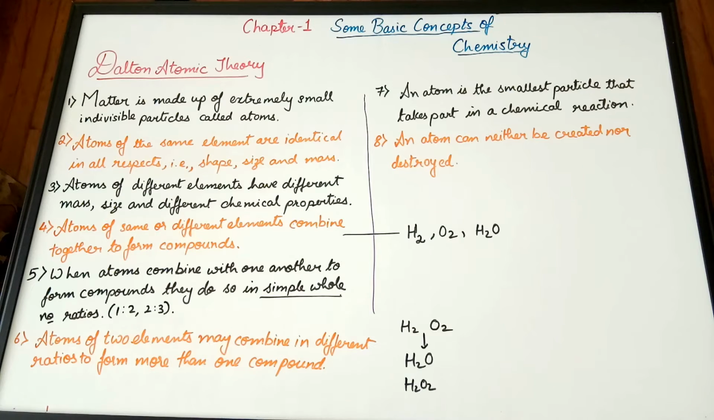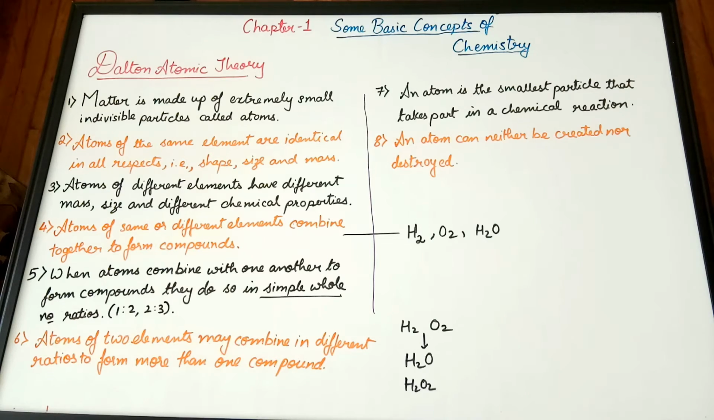They told how an atom is supposed to look, and that will be taught in the second chapter, the structure of atom. But there were a few limitations or drawbacks to Dalton's atomic theory. The first one was that it was able to explain the law of chemical combination, but it was not able to explain the law of gaseous volumes.